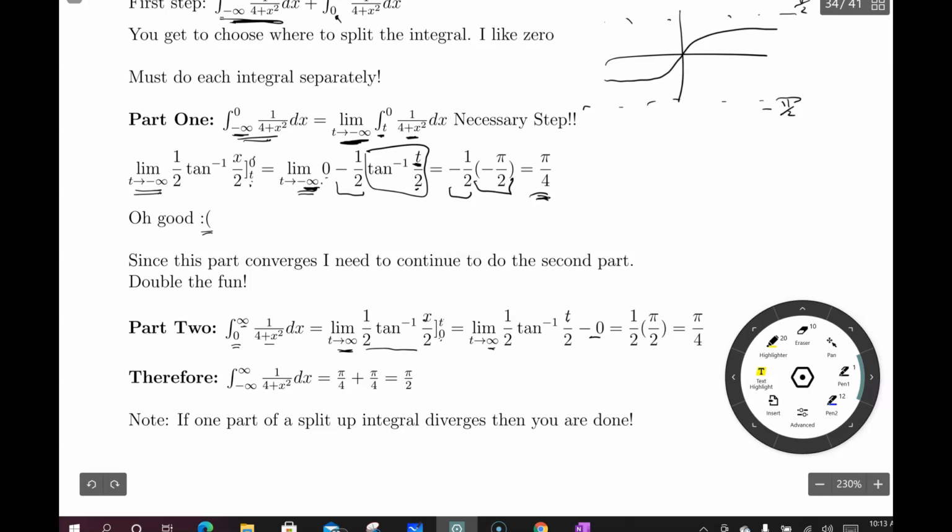Now this time when I'm putting in infinity, I have infinity divided by 2, which is infinity. Arctangent of infinity is pi over 2. So then I have 1/2 times pi over 2, which gives me pi over 4. That's what the second part equals. So I get both parts equaling pi over 4, so the whole integral adds up to pi over 2. So this, I guess we could just say, converges.